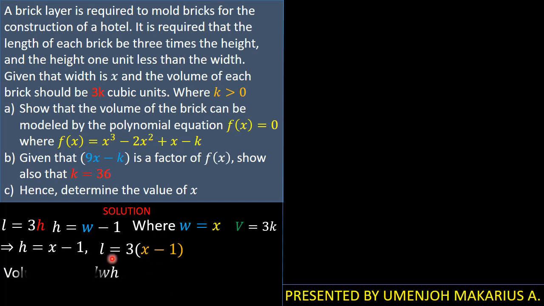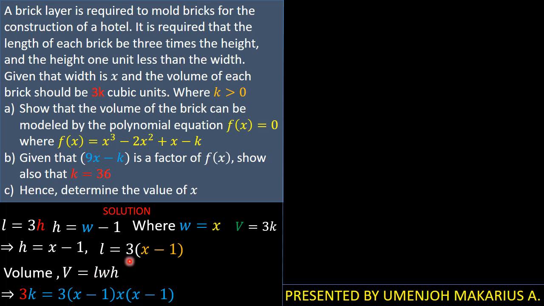We should recall, guys, that the volume of the brick is given as what, guys? The length times the width times the height. So if we plug in the length, the width, and the height as we have, the volume V is given as length times width times height, but the volume has been given as 3k. So we have 3k to be the same as 3, because the length is 3 into x minus 1.